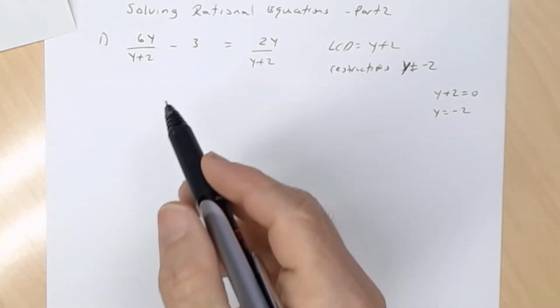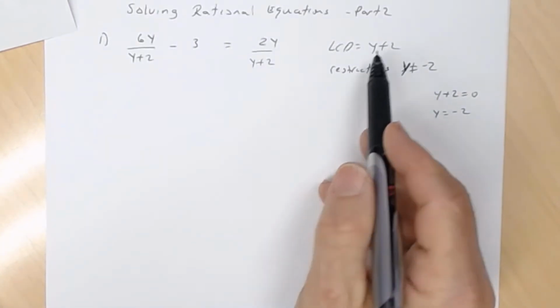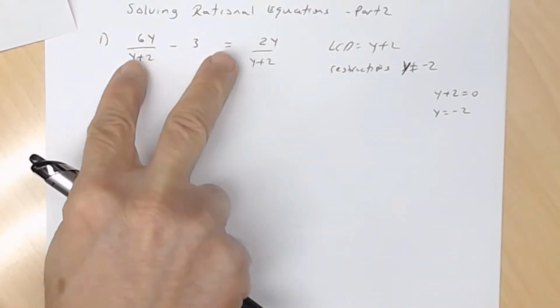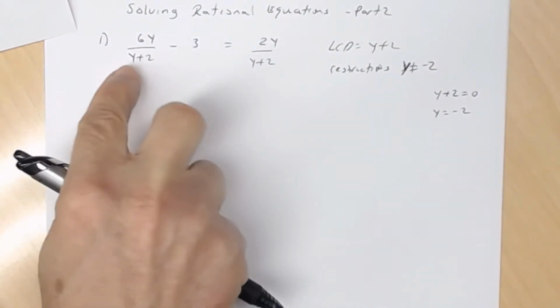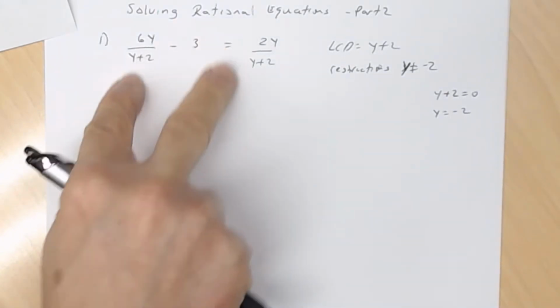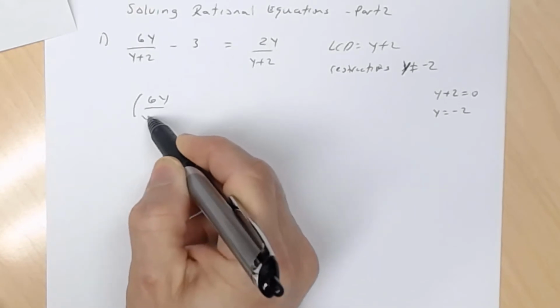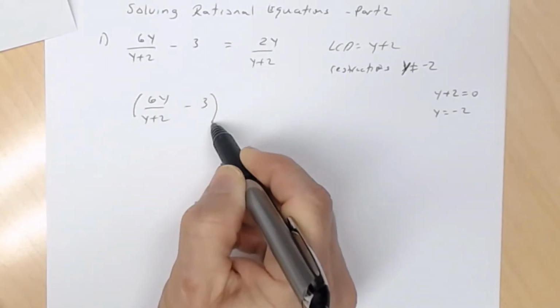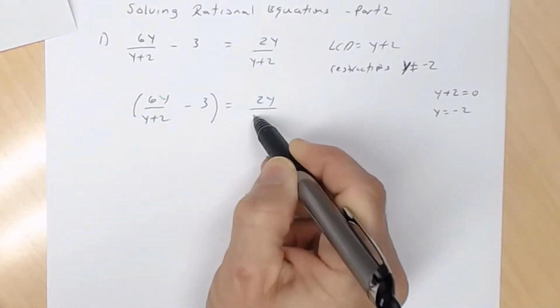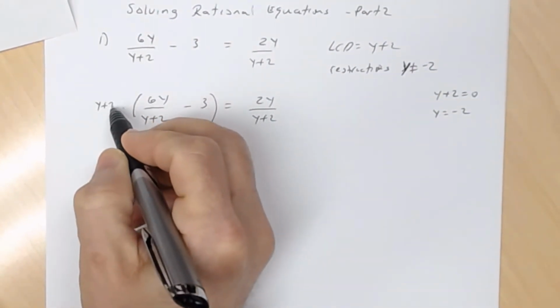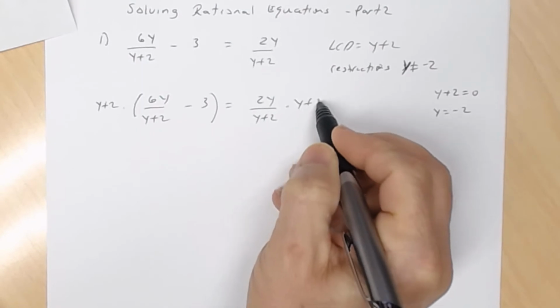Step 3 is, once you find the LCD, to multiply both sides by the LCD. Remember in the last lesson, we put this side in parentheses, because it has two terms. So go ahead and do the same thing. 6y divided by y plus 2 minus 3 equals 2y divided by y plus 2. Now you're going to multiply both sides by y plus 2, just like this.